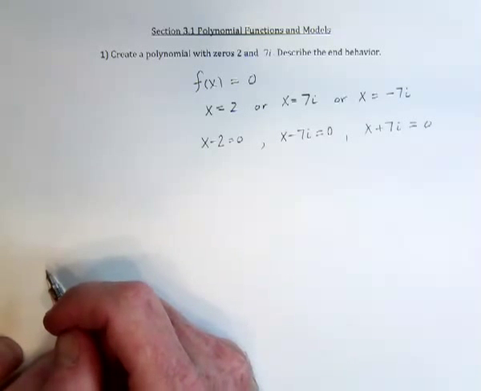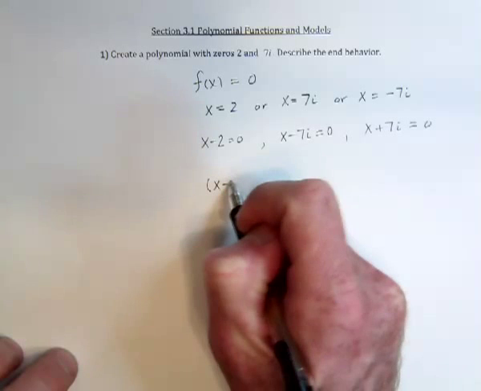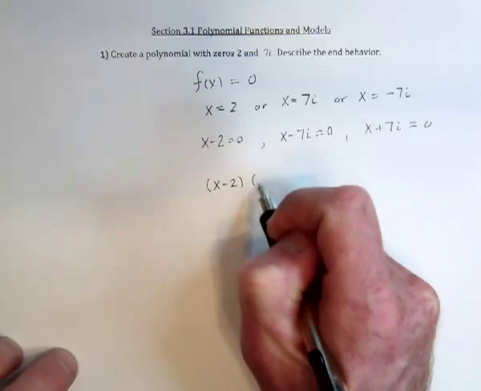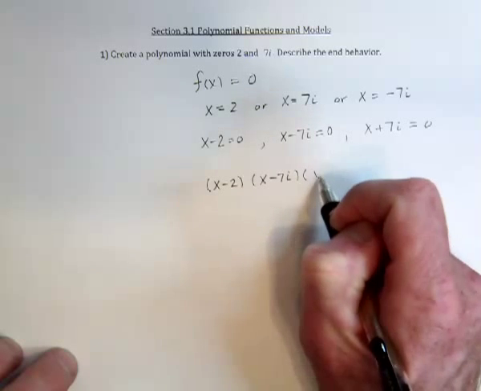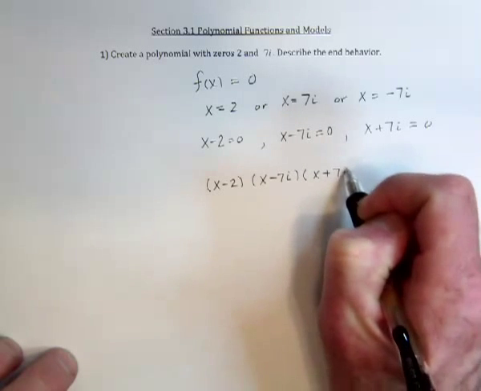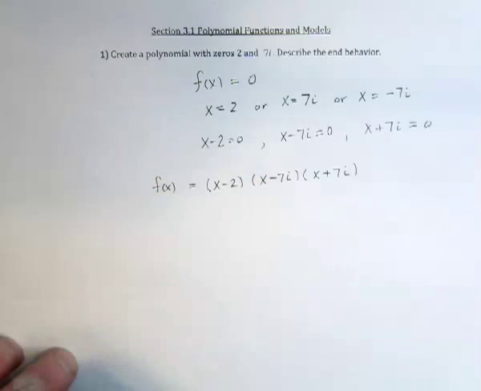And now these three must be factors of the original polynomial. So the polynomial would be in factored form x minus 2 times x minus 7i multiplied with x plus 7i. And that is our polynomial. We just need to multiply this out and we'll be done.